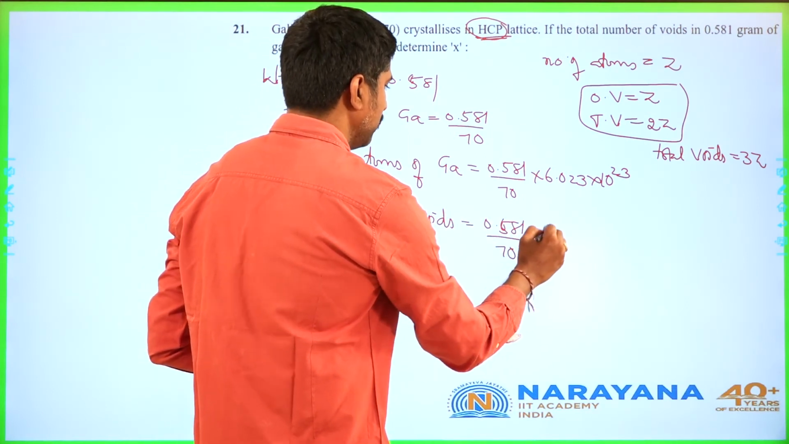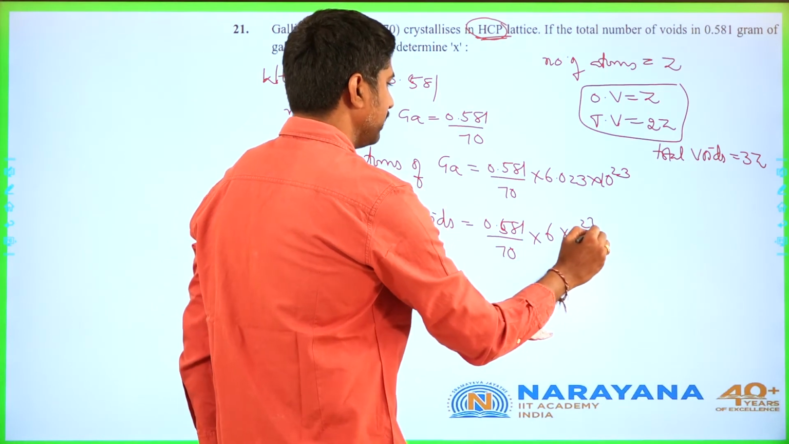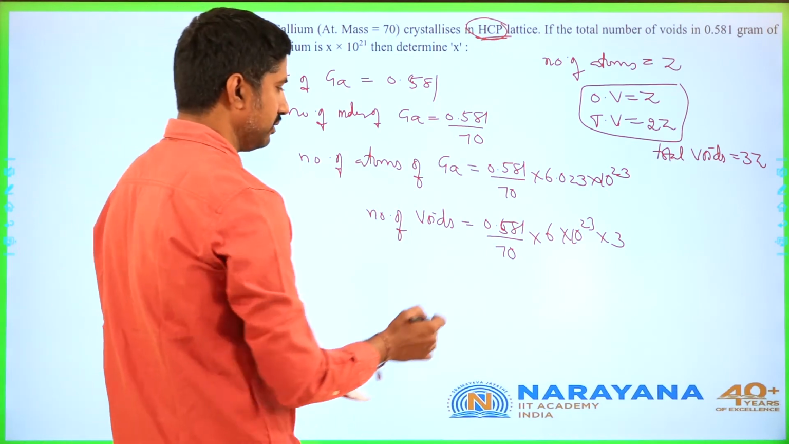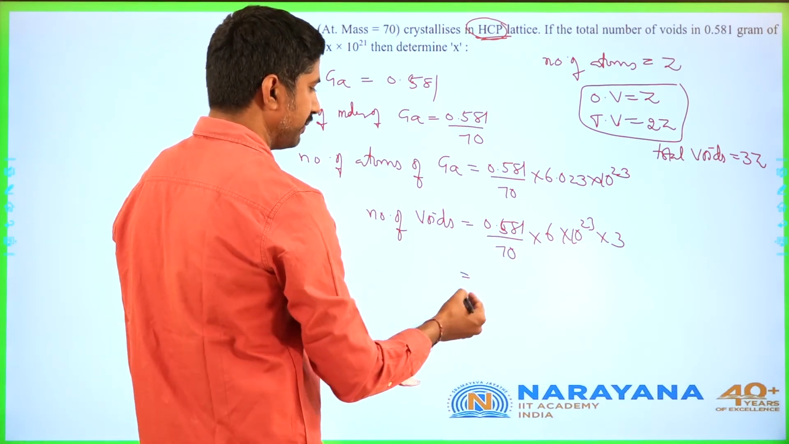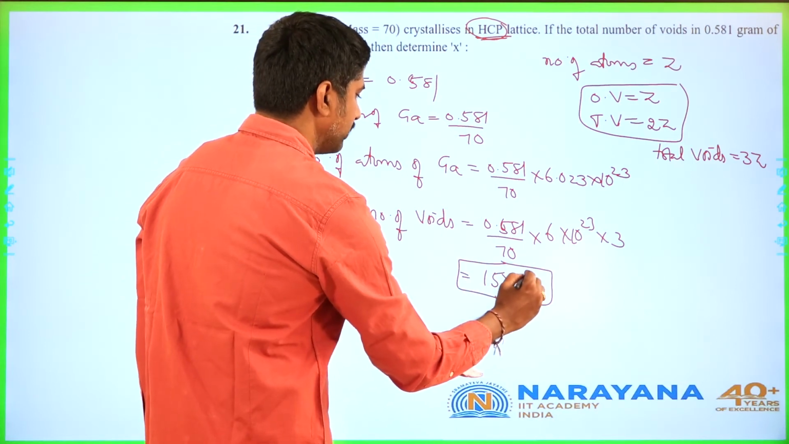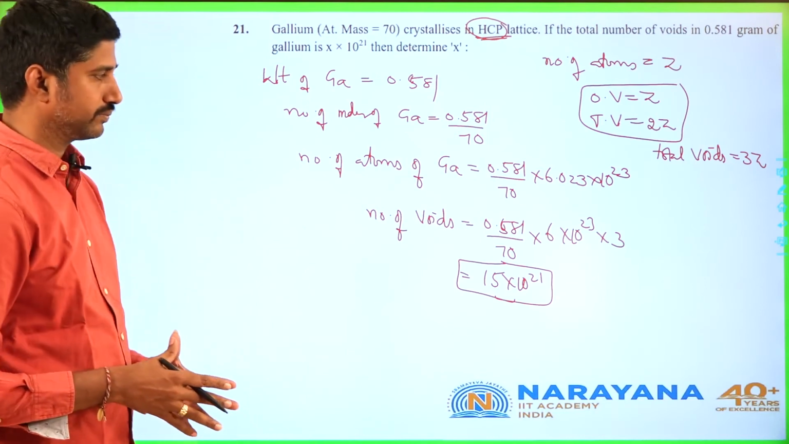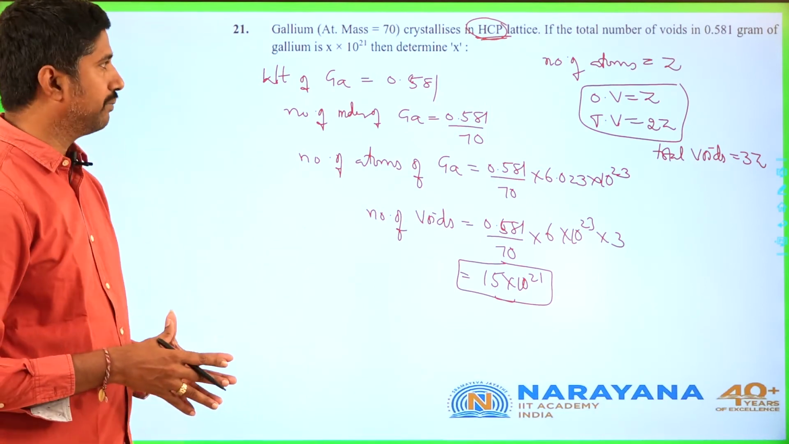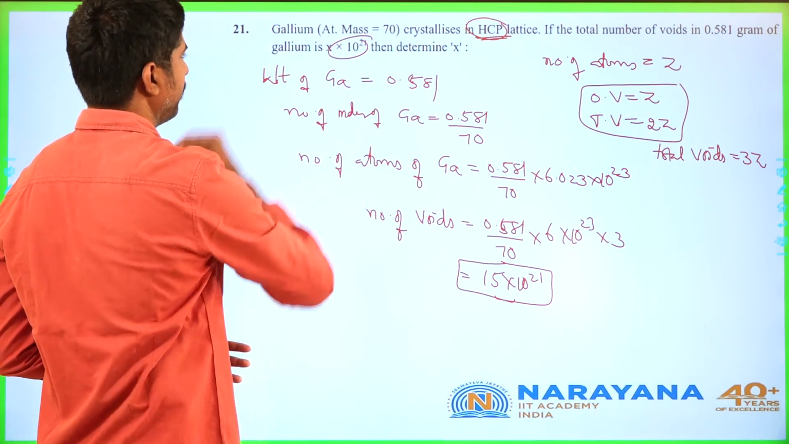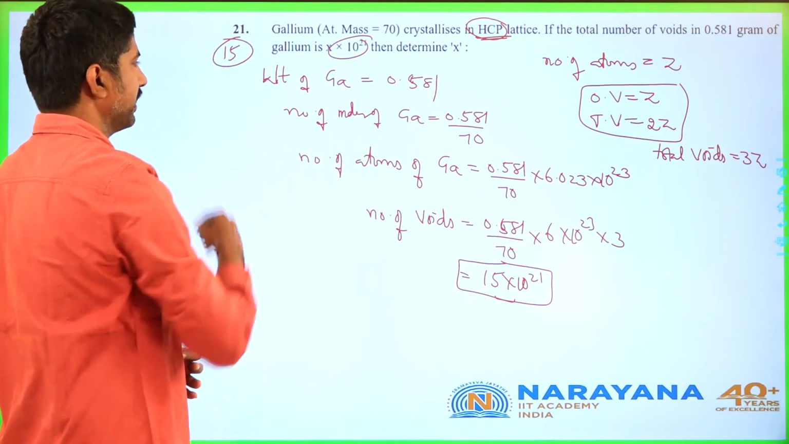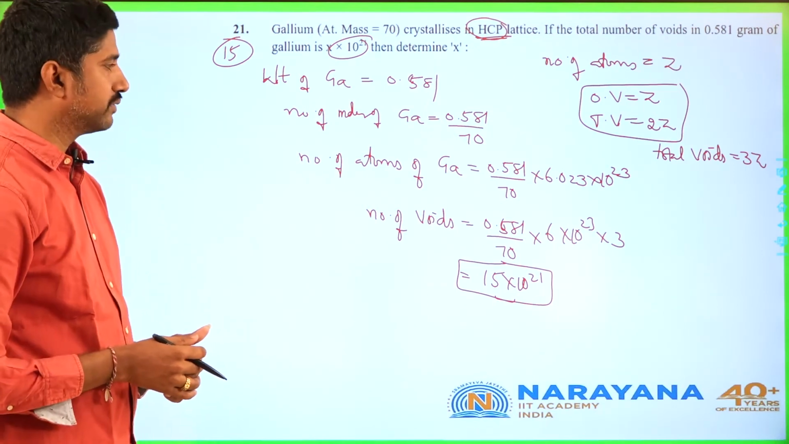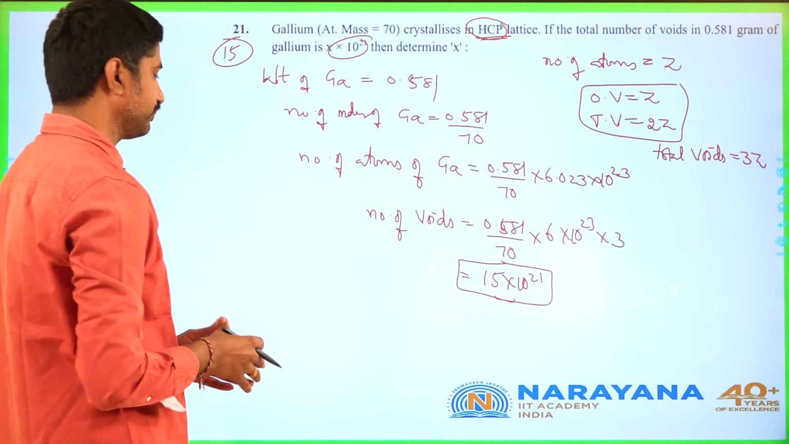0.581 by 70 into 6 into 10 power 23 into 3. On simplification, what value are we getting approximately? The number is close to 15 into 10 power 21, because they are asking in terms of 10 power 21. So the value of x is near to 15. So that is the answer for question number 21.